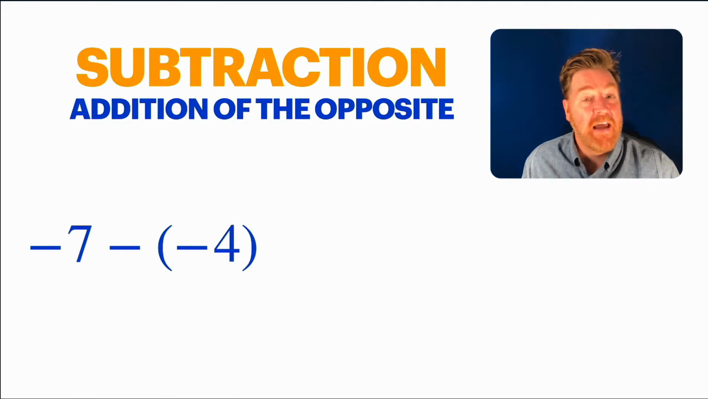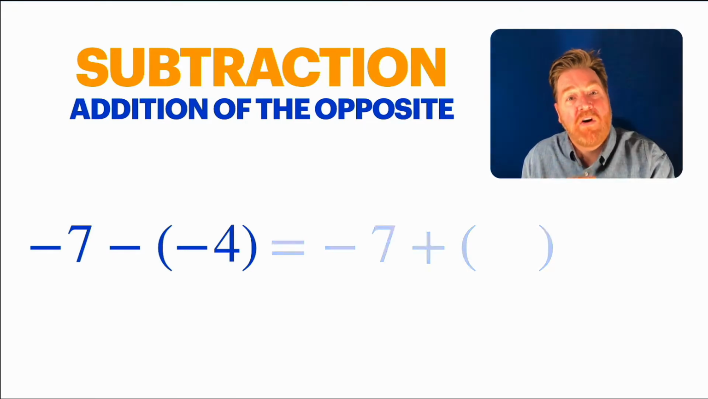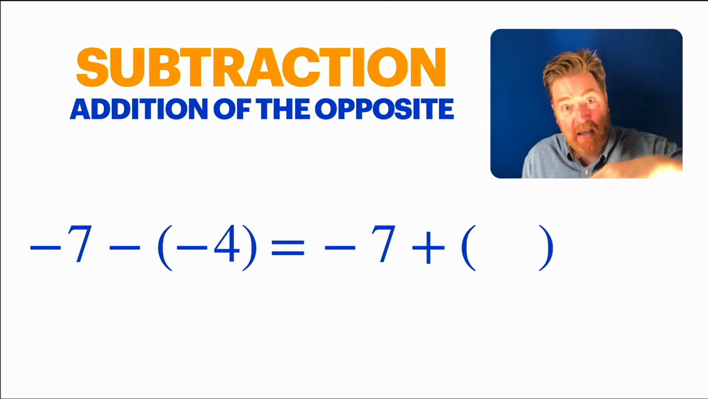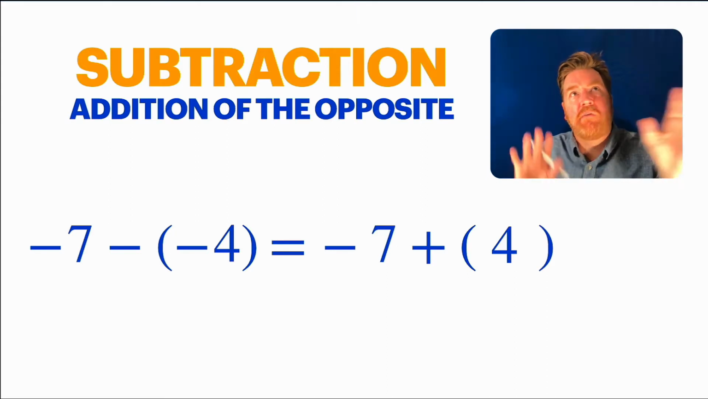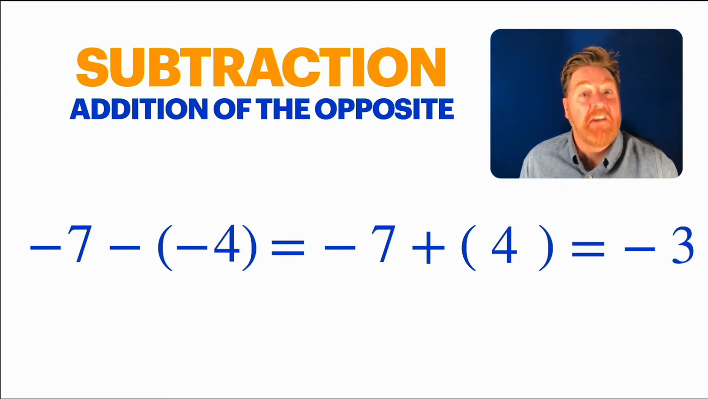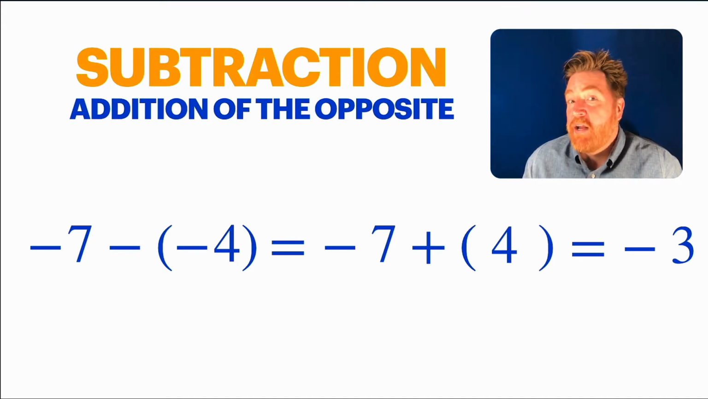And lastly, negative 7 minus negative 4. Subtracting negative 4 is the same as adding negative 4's opposite, namely 4. And negative 7 plus 4, N's and P's. Look at that, negative 3 again. There we go. So let's put this to work with algebraic expressions.